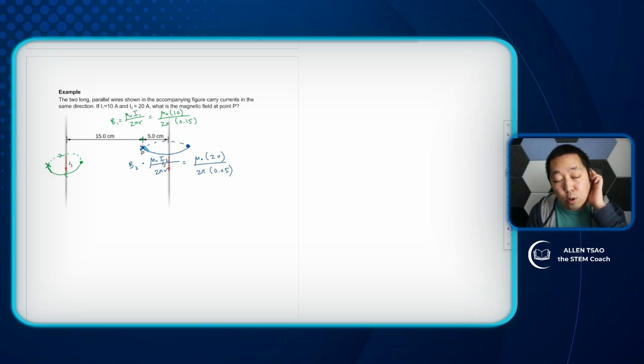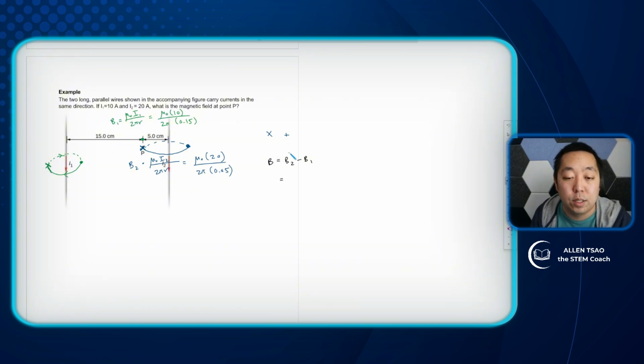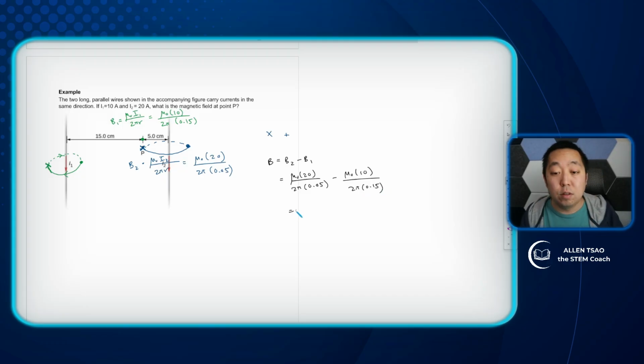Now, in terms of the total magnitude, it's a vector, so you have to treat which way is positive. We'll say into the page is the positive direction. So when we compute the total magnetic field, B2 is positive and B1 is negative because B1 is coming out of the page. They're opposite directions, so they have different signs, like when we add vectors. So this is mu naught times 20 divided by 2 pi times 0.05 minus mu naught times 10 over 2 pi times 0.15. Again, you have to think of them as vectors. Magnetic fields are vectors. They have direction.